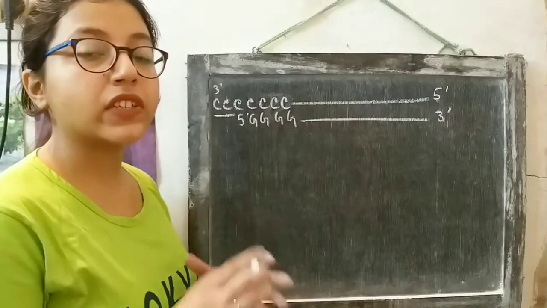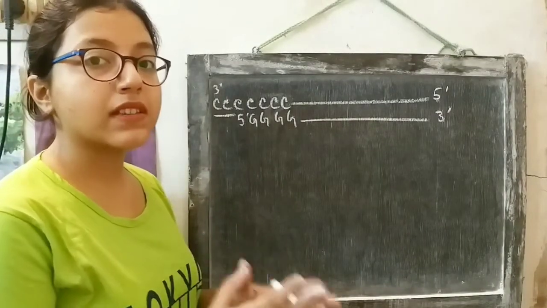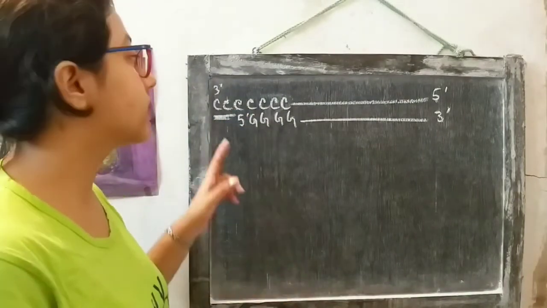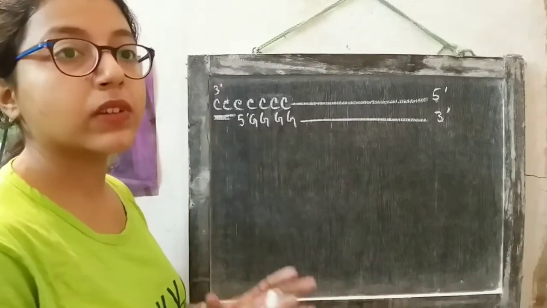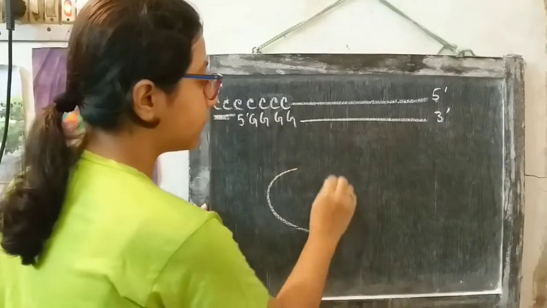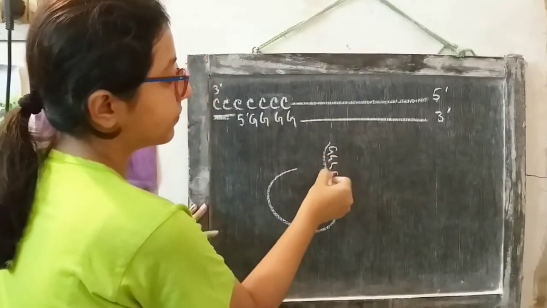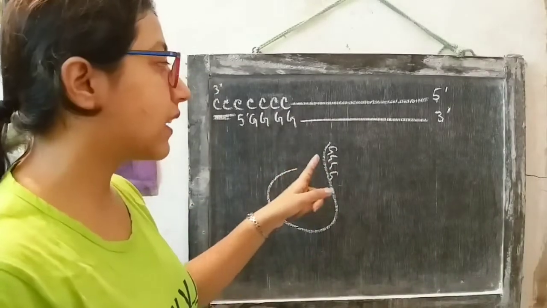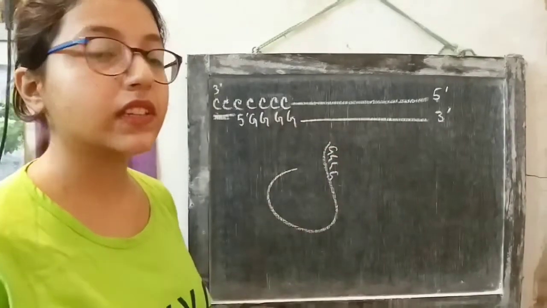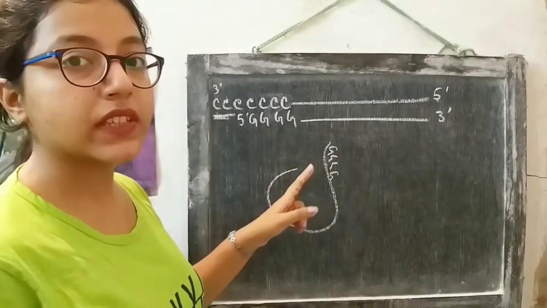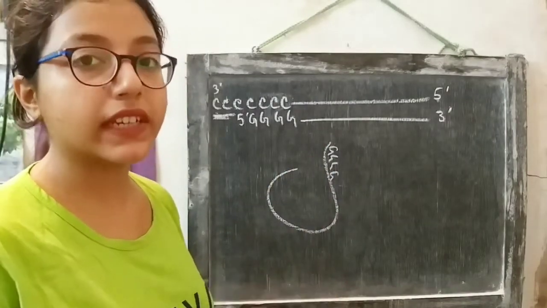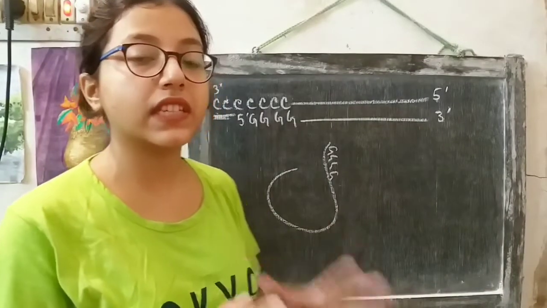So the vector that will be chosen must have complementarity with this overhang. The vector must be complementary to this overhang, otherwise cloning cannot occur. So what type of vectors, what type of plasmids, will be used? Plasmids having an overhang of guanine residues will be complementary to this overhang. Guanine will pair with cytosine. So these cytosine residues will pair with this guanine residue and the DNA will be cloned. This is how the homopolymeric tailing method helps in the cloning of cDNA into a plasmid.